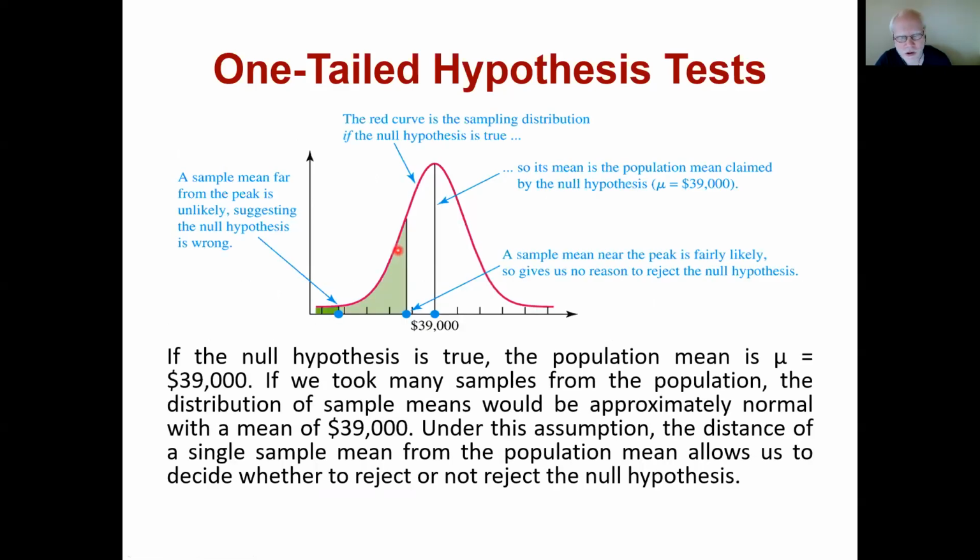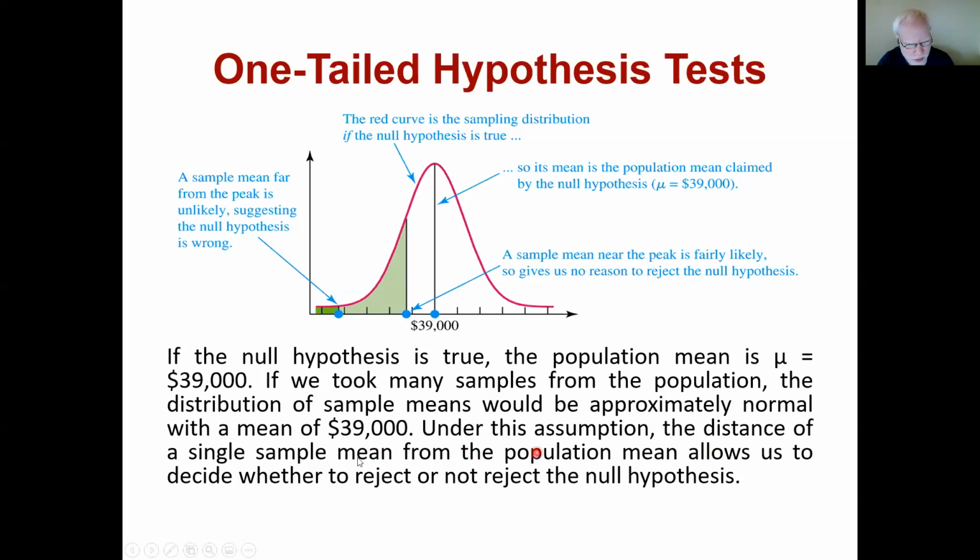So here's an example with one-tailed hypothesis testing. If the null hypothesis is true, the population mean is 39,000, right? So this is the sampling distribution. These are all the different sample means. If we took many samples from the population, the distribution of sample means would be approximately normal. So that's how it got to be a normal curve with a mean of $39,000.